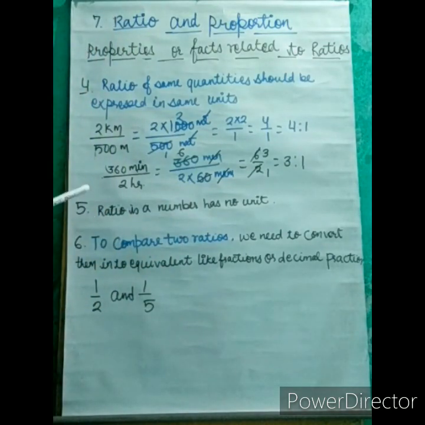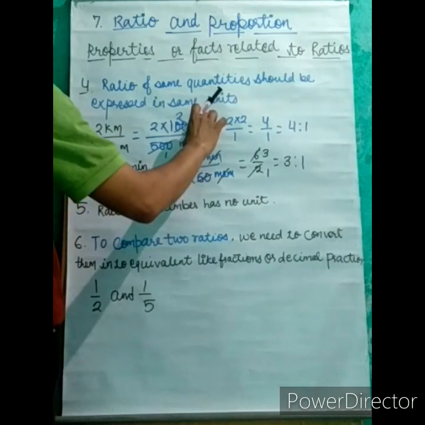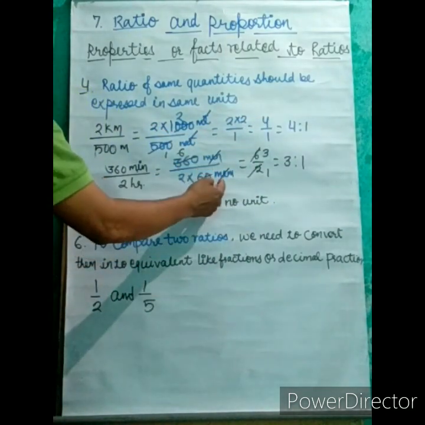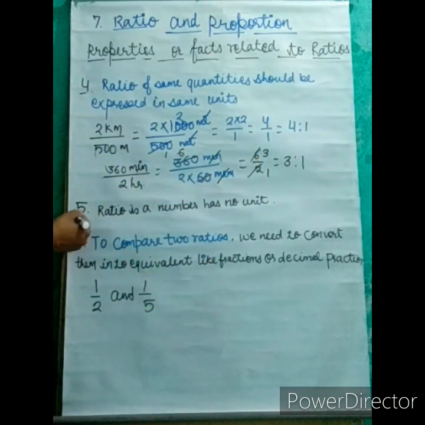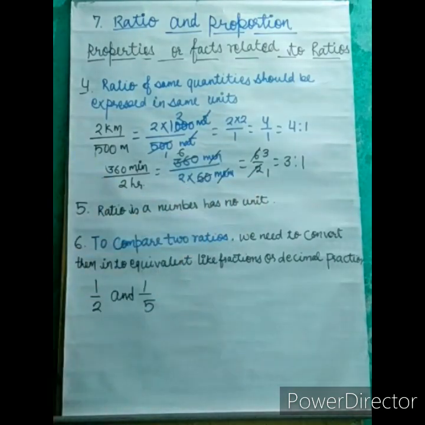So as you can see here, both the units are cancelled, so this ratio has no unit. Here also minute cancels, and you can see the ratio does not have any unit. So our fifth property is: a ratio is a number and has no units.